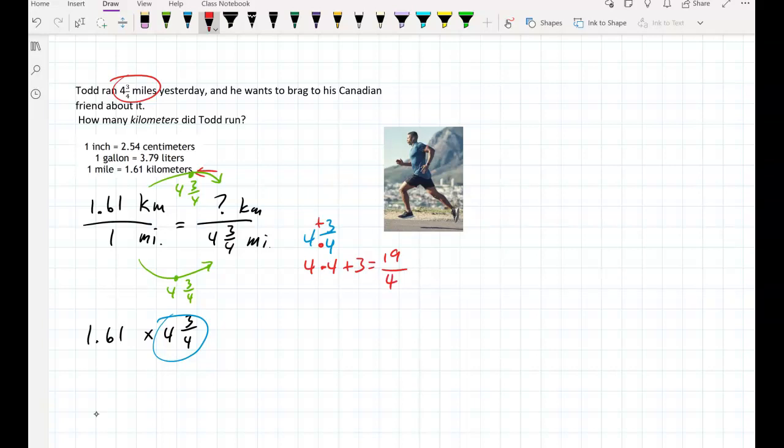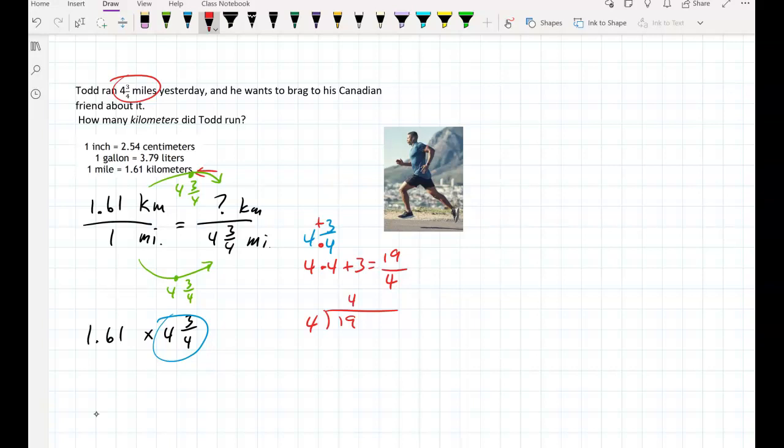So that's what I'm going to change into a decimal by dividing. Put my numerator on the inside, denominator on the outside. Numerator always goes inside, top number always goes inside. And now I divide. How many times will 4 go into 19?